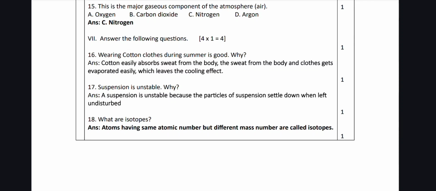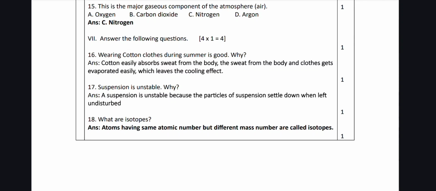I would like to suggest to all the students, please see to it that you read your textbook. You don't know from which corner they would have selected the questions. So I prefer you give importance to your textbook at least once and read your textbook thoroughly. Suspension is unstable. Why?